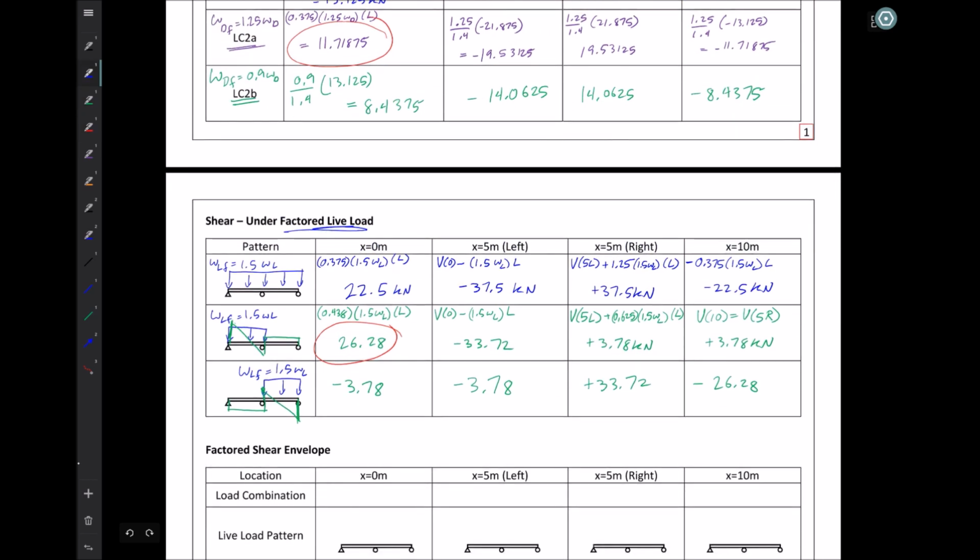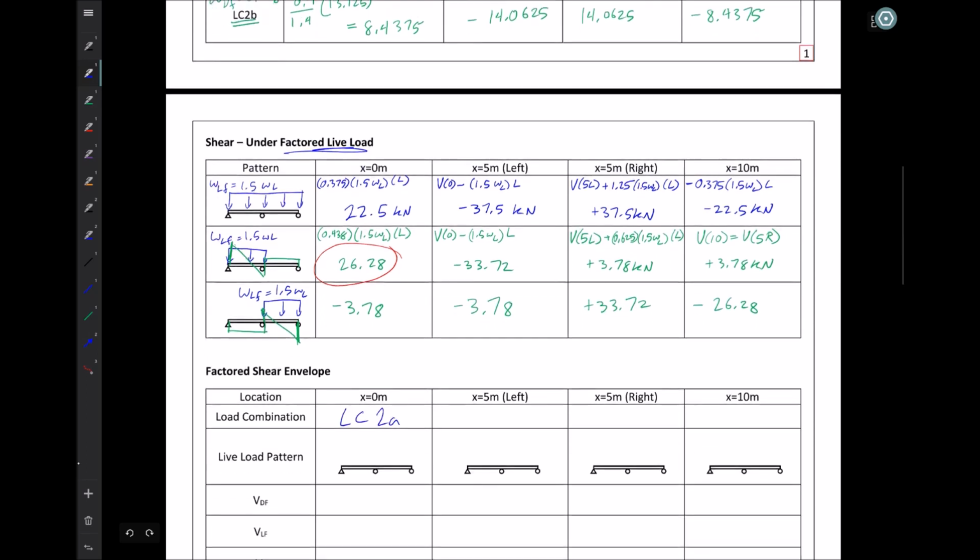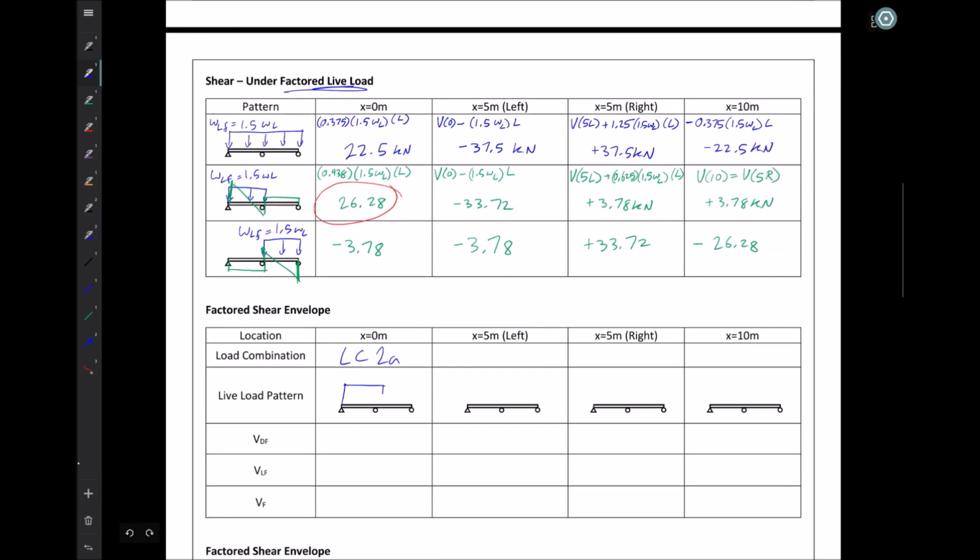So the load combination that I'm adding in is load combination 2A, and the distribution of load that caused me to select that would be the live load pattern with the load only on the left hand side. And plugging in the values of shear that I found, I have 11.71875 from my dead load factored and 26.28 from my live load factored, giving me a total value of 38 kilonewtons at X equals 0.